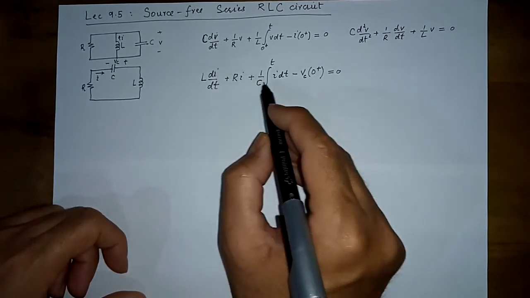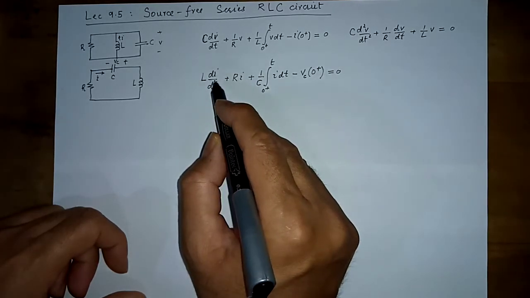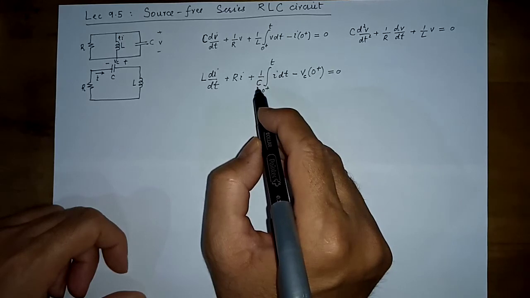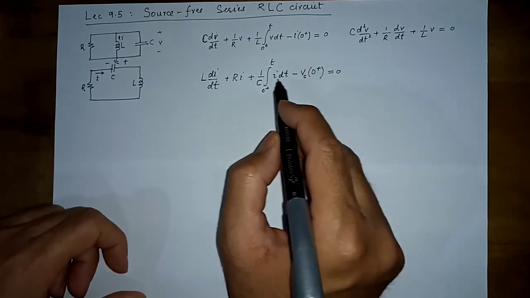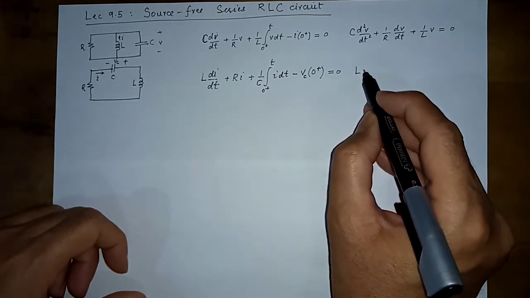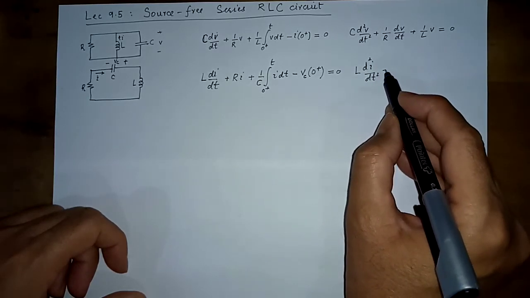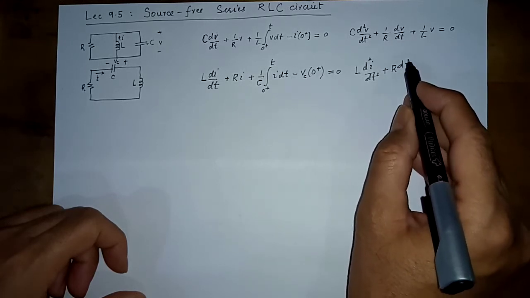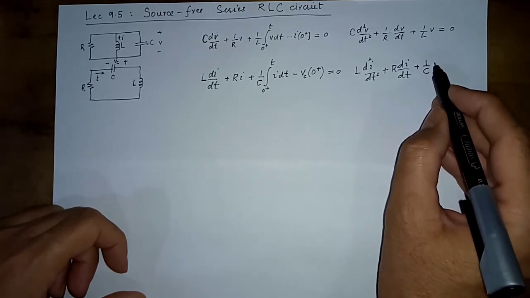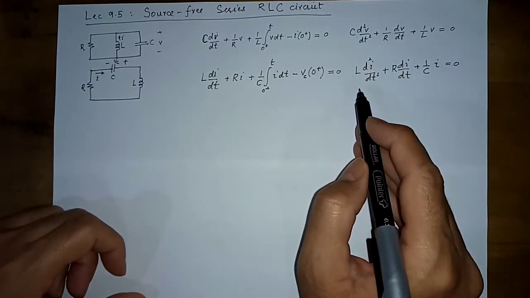Look at the similarities of this equation with that equation. If we change C to L, V to I, 1 over R to R, and L to C, I's to V's, we get exactly this equation. So if we take the derivative of this equation, we are going to get L times the second derivative of I, plus R times the first derivative of I, plus 1 over C times I equal to 0.